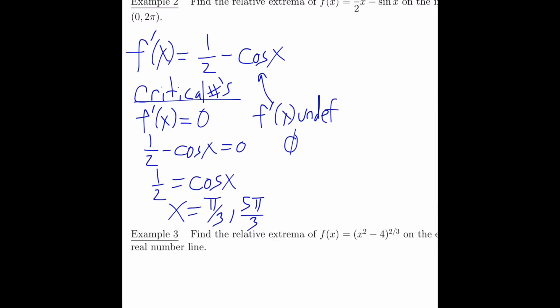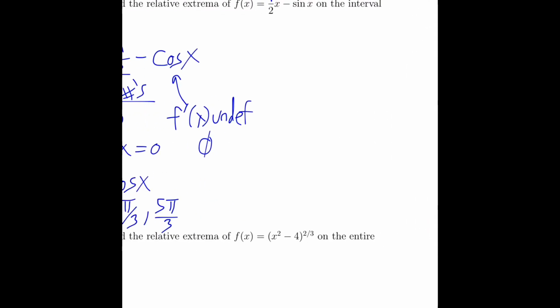The next thing we want to do is another one of our sign charts. Let's come over here. So we're not looking at it on the entire real number line. We're looking from 0 to 2 pi. And in between there, we have our two critical numbers. The first one is pi over 3. The second one is 5 pi over 3. Those two numbers are going to break this number line up into three regions. We have region 1, region 2, and region 3. And now what we need to do is take a test point and take a look at the sign of the derivative in each of those regions.